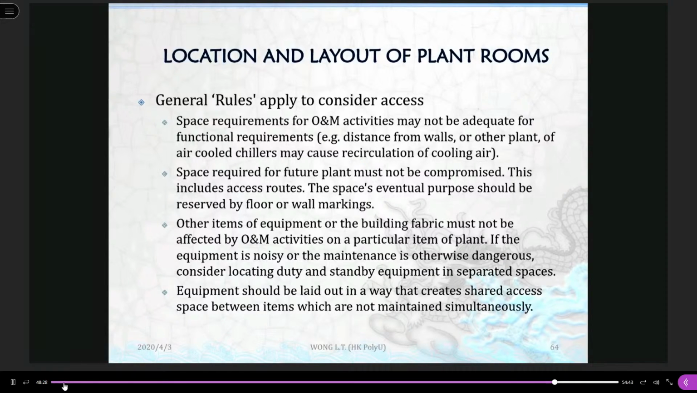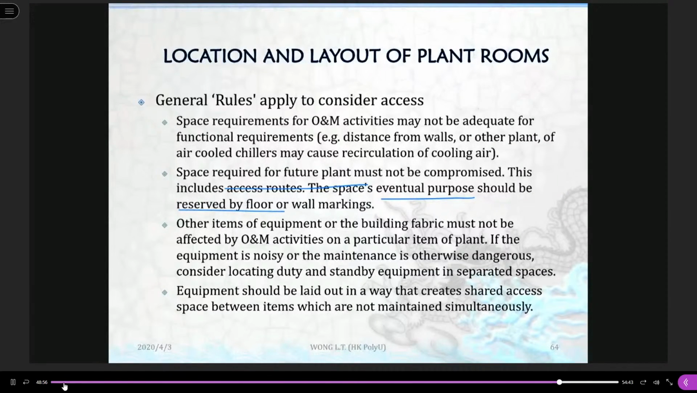If there's a plan ahead for future plants, the provisions should be marked. Mark the wall, mark the rooms, put something there. The space's eventual purpose should be reserved. We usually do it in that way. And other items of equipment or the building fabrics must not be affected by the O&M activities on a particular item of plant during the working.